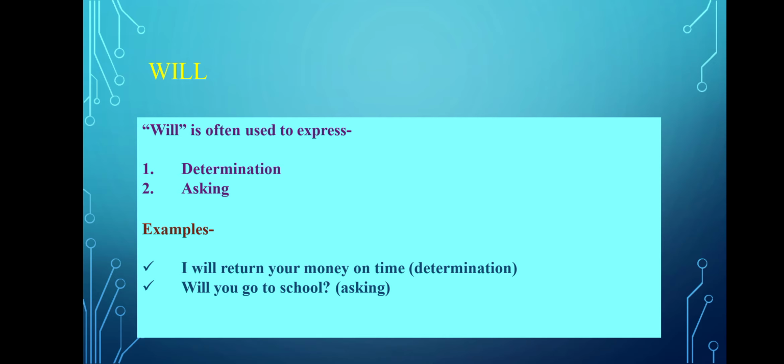Next one is will. Will is often used to express determination and to ask something. For example, I will return your money on time. So in this sentence, you can see there's a tone of determination in the sentence, right? I will return your money on time. The person I is very determined to return the money on time. So in these situations we will be using will.